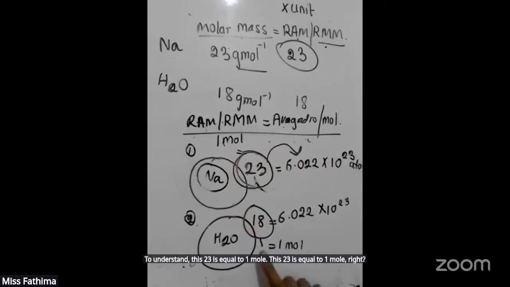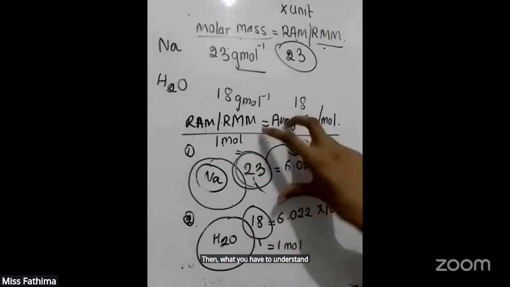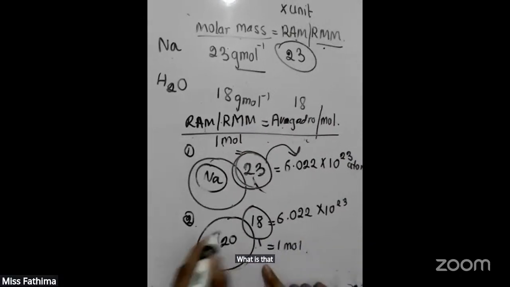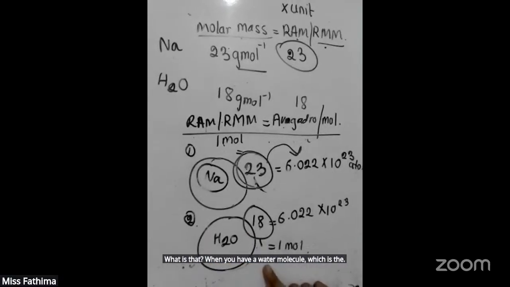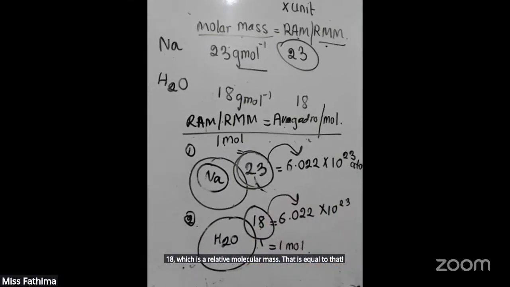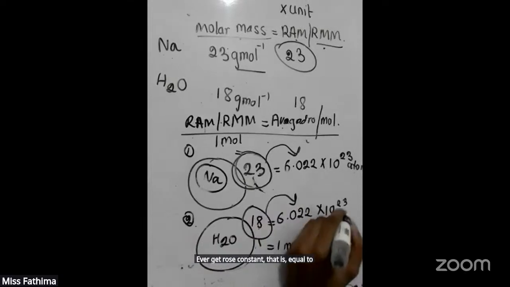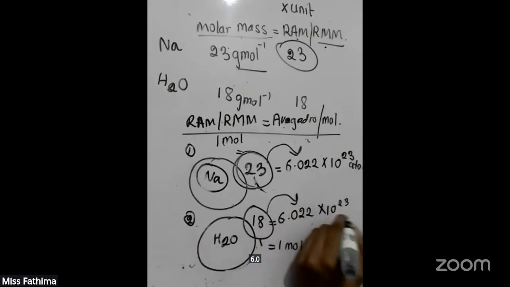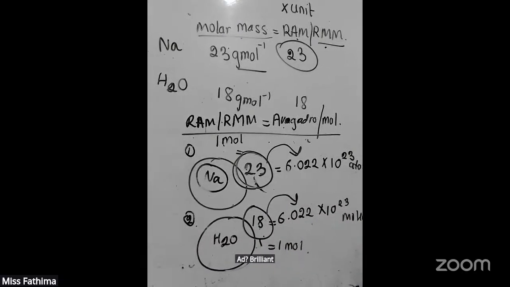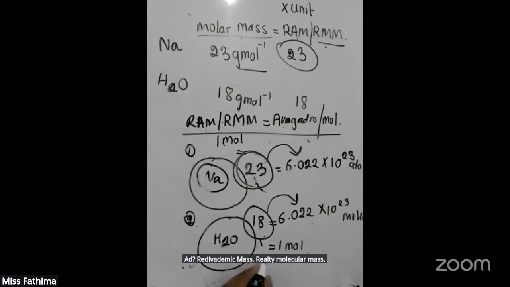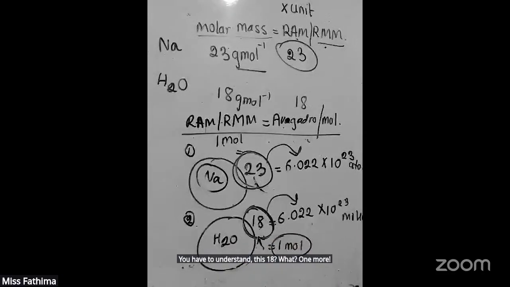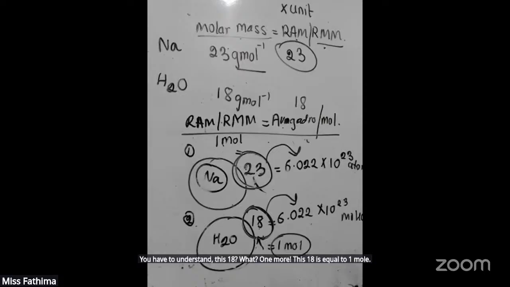Right? Then the similar idea is applicable for relative molecular mass as well. When you have a water molecule, which is 18, the relative molecular mass, that is equal to the Avogadro's constant. That means 6.022 × 10 to the power 23 molecules are present in this 18 relative molecular mass. Then what you have to understand, this 18 is equal to 1 mole. That is the idea you have to understand.